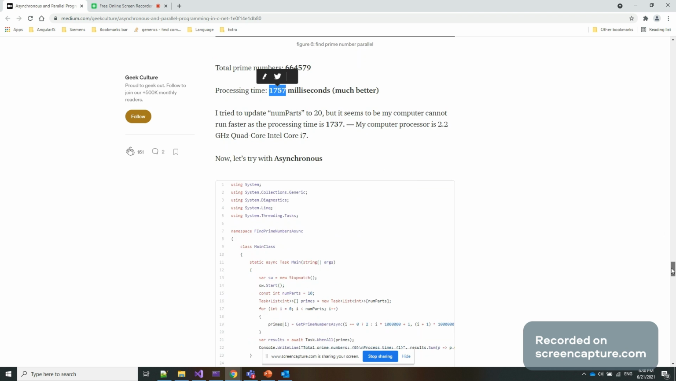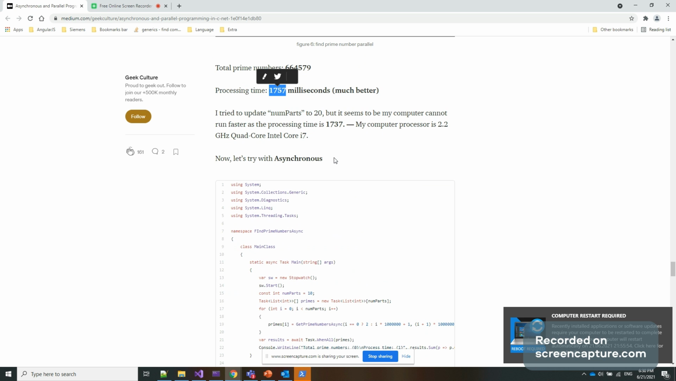Now, in the article they also mention the number 220. It seems their computer cannot run faster in the processing. Their computer is a 2.2 gigahertz quad-core Intel Core i7. So he divided the work from 10 tasks to 20 tasks, because in the example we divided into 10 tasks, but the result is more or less the same, because he has some limitation in the computer. If it's a higher-processing computer, the number will go lower.